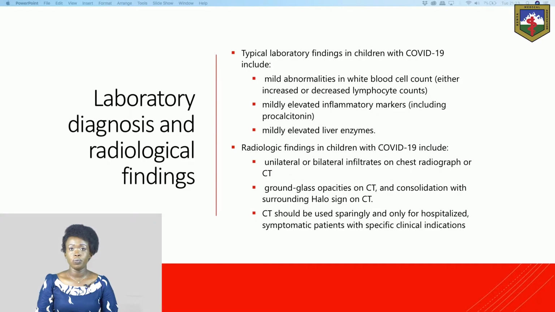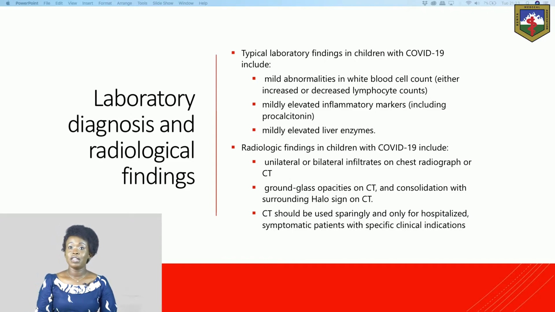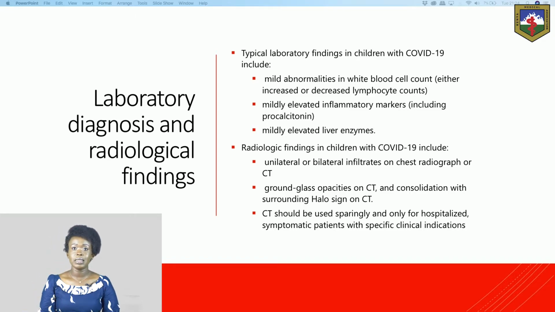So I'll get to the laboratory diagnosis and some of the radiological changes that you may see in children with SARS-CoV-2. Some of the typical findings in children are mild abnormalities in the white blood cell count, where you find either increased or decreased lymphocyte count. Then you get mildly elevated inflammatory markers like procalcitonin, and the other one will be the C-reactive protein. Also, you have mildly elevated liver enzymes.